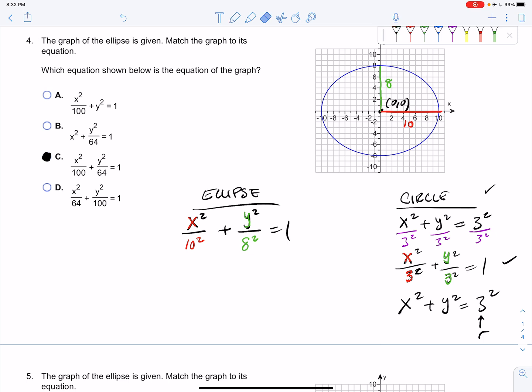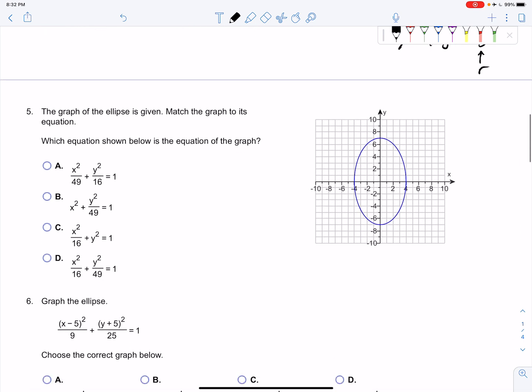Okay, and our major axis is going to go with this red 10, right? It's just whichever one's elongated more that is the major. 8 is smaller than 10, so 8 is the minor. Not super important. Let's see if we could do this one.